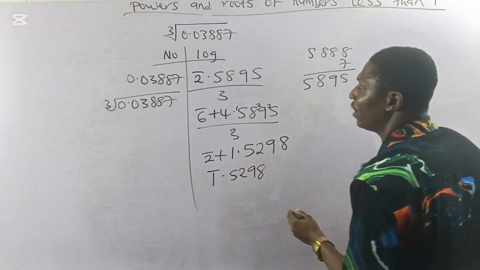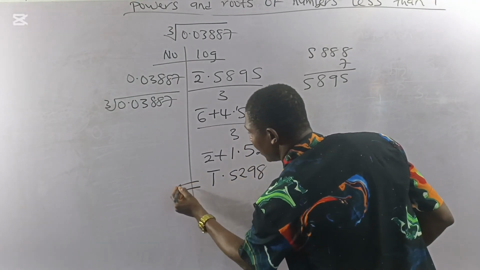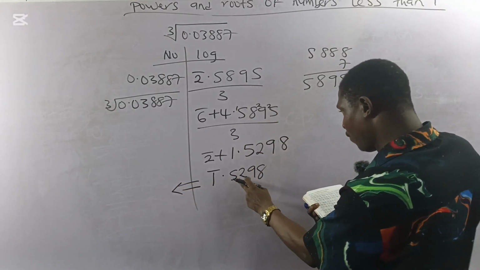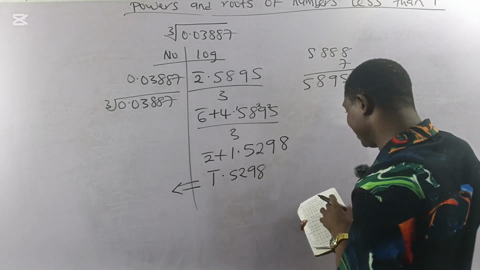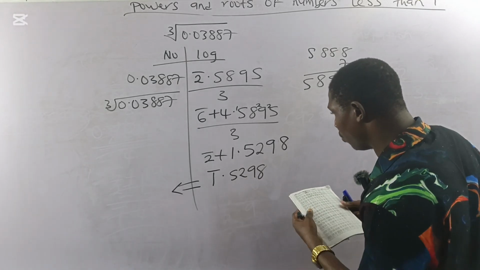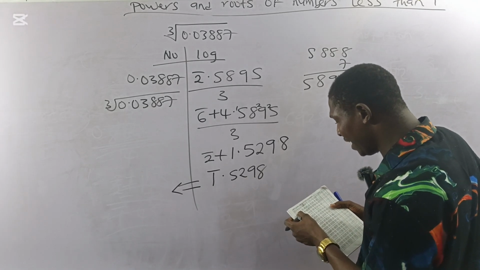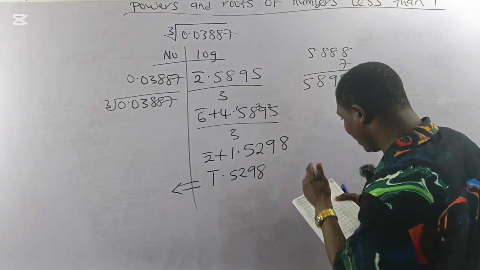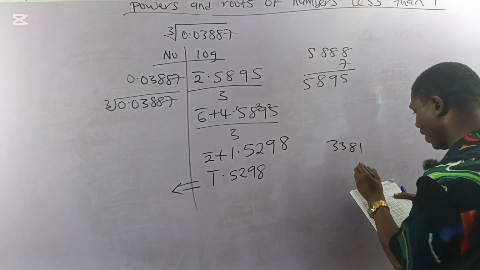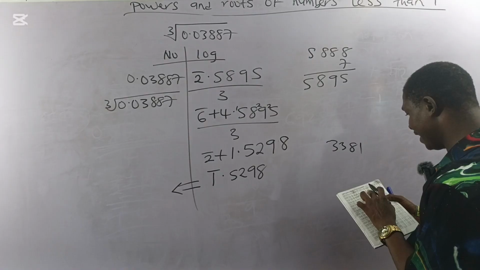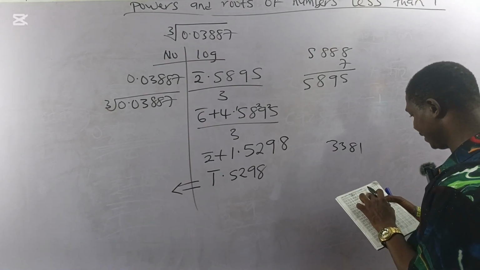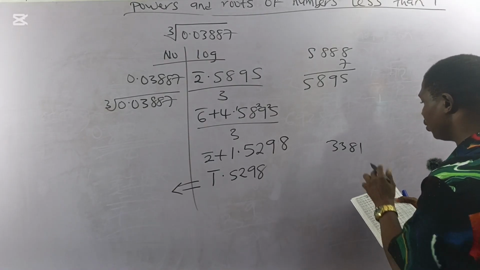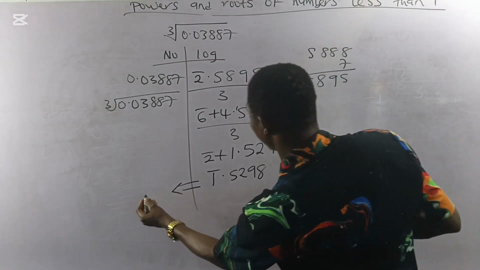So bar 1.5298. Now, I've resolved it. I'll therefore look for the antilog of all this. So I'll check for 52 under 9, difference 8, using my antilogarithm table. 52 under 9 is 3381, and difference 8 is 6. So plus this will give me 7.